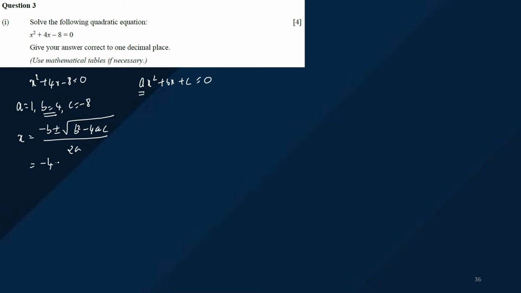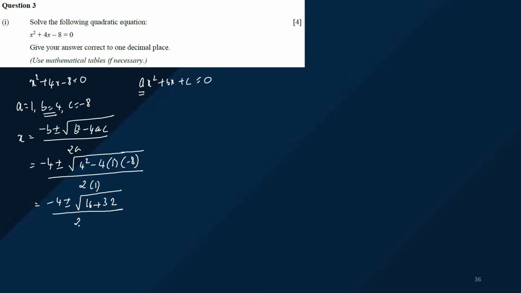B is minus 4 plus or minus square root of b square, that is 4 square, minus 4 into a, which is 1, and c is how much? Minus 8, divided by 2a. What is a? I can write it as 1. So 2a is 2 into 1. So that is equal to minus 4 plus or minus square root of 16 plus 32, 16 because 4 square, divided by 2. So now I get minus 4 plus or minus square root of 48 divided by 2.